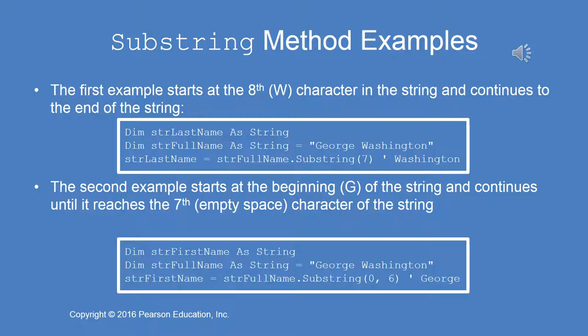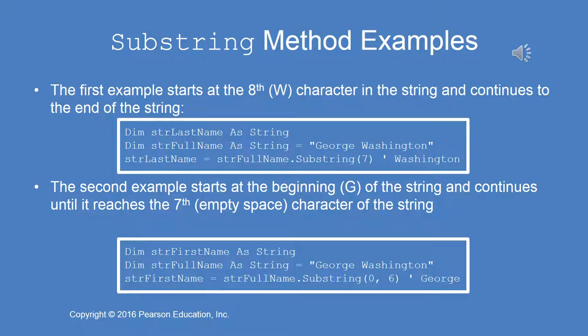Then we're going to use the Substring method on the string full name, and we're going to go from seven to the end. The seven indicates the eighth character. I know this is confusing because zero is the first character. So zero would be G, one would be E, two would be O, three would be R, four would be G, five would be E, six would be the space, and then seven is the W. So we're going to go from the W on.